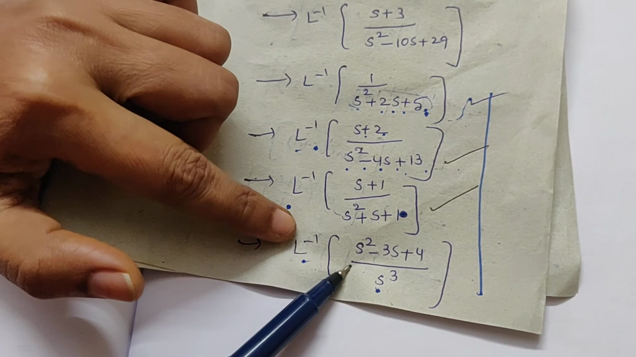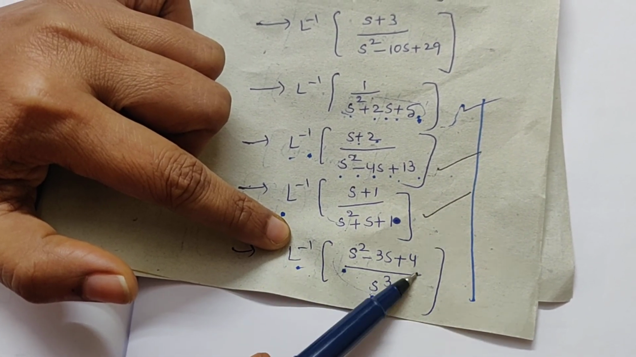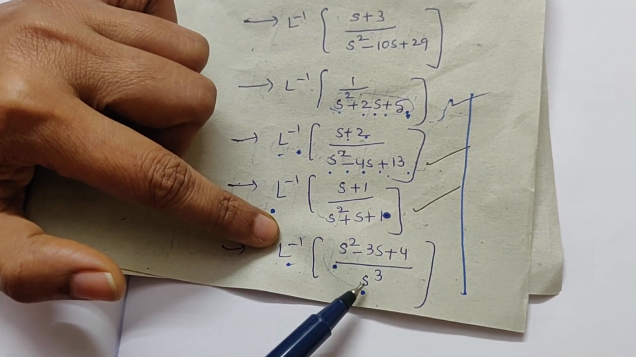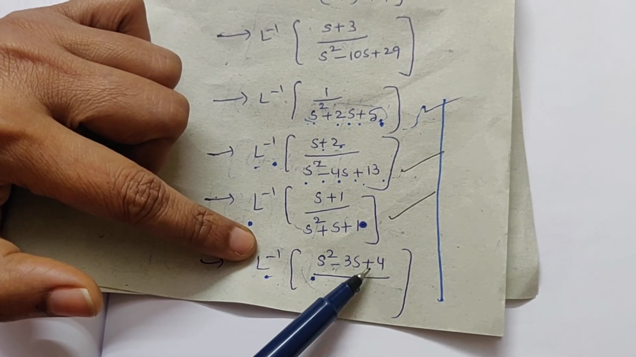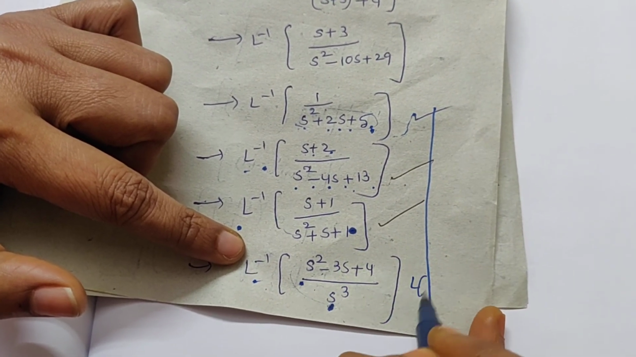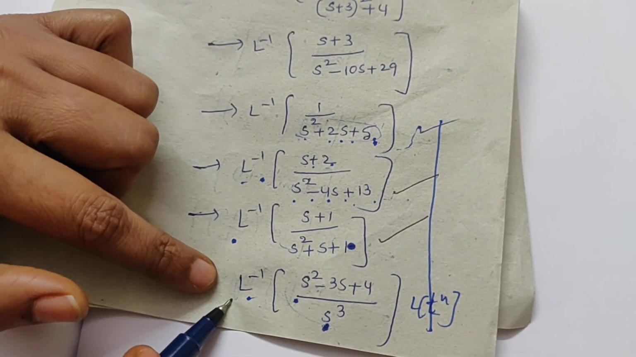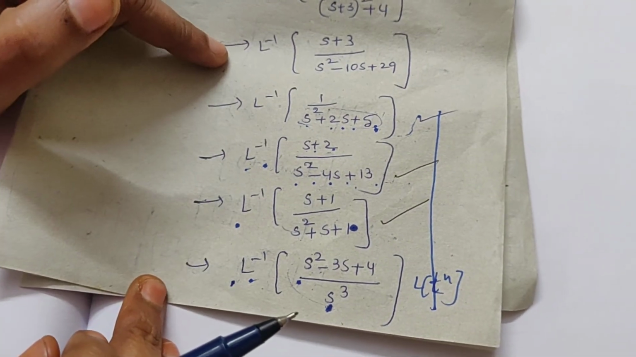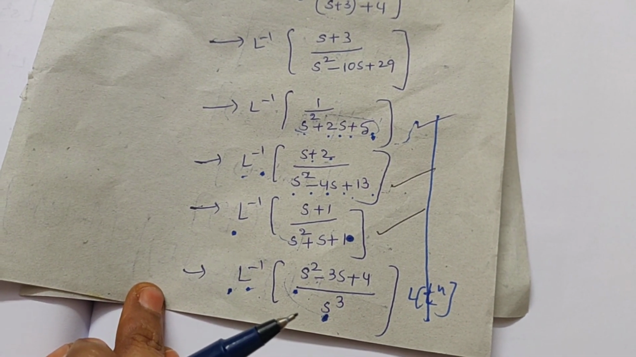And for this problem, we are able to split this expression into 3 terms: s square by s cube minus 3 into s by s cube plus 4 by s cube. It turns to L of t power n. This formula involves L of t power n. So finish these 4 problems. With this, problems on basic inverse Laplace transforms are over.